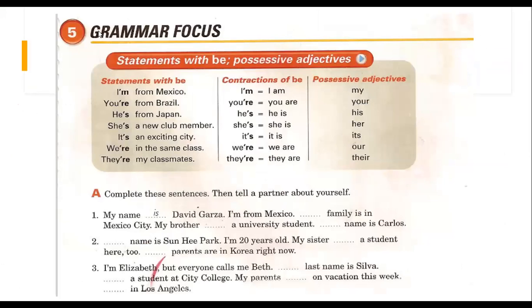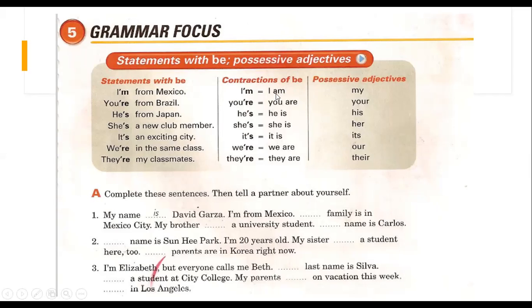Yes. All right. Thank you. So the grammar for tonight is this one: statements with be, possessive adjectives. Also we have statements with be, and contractions of be and the possessive adjectives. And we go, I'm from Mexico, you're from Brazil, he's from Brazil, she's from New Columbus. It's an exciting city. We're in the same class. They're my classmates. And for the contractions, you have I am, you are, he is, she is, it is, we are, and they are.